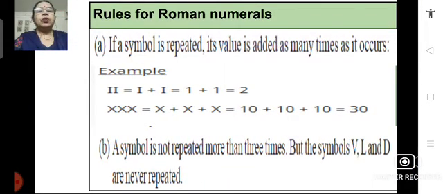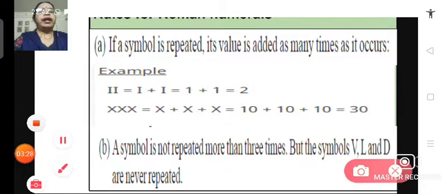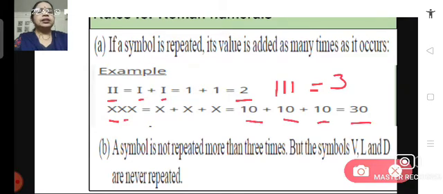Now let's see what are the rules for Roman numerals. These rules we have to remember, because the whole Roman numeral system depends on these rules. Rule A: if a symbol is repeated, its value is added as many times as it occurs. For example, if I is repeated 2 times, then it means 2. If I is repeated 3 times, then it represents 3. If X is repeated 3 times, it is 3 times 10, that means 30.